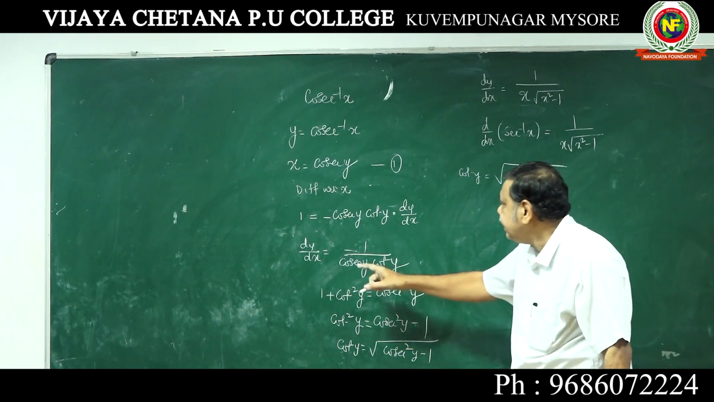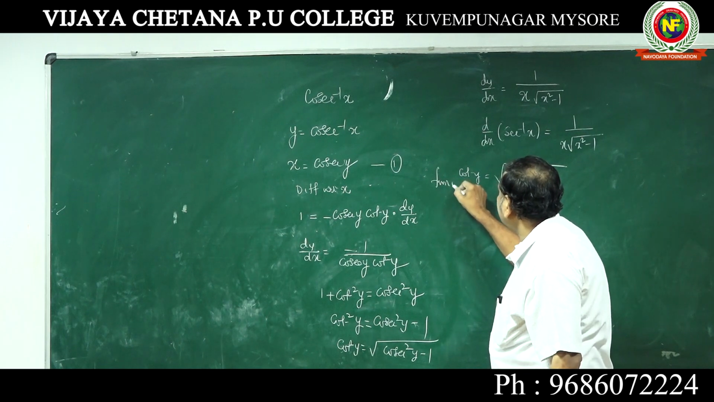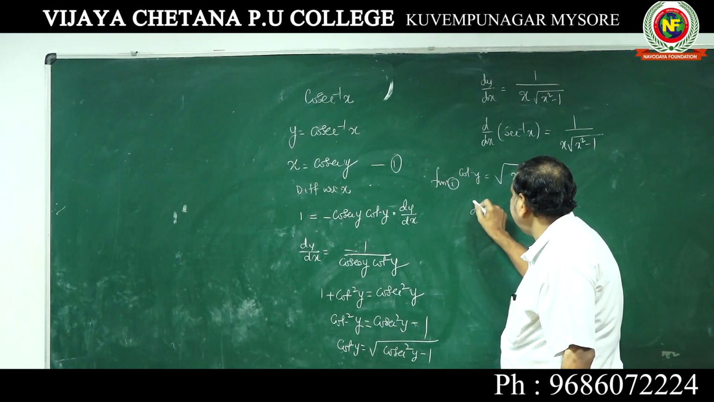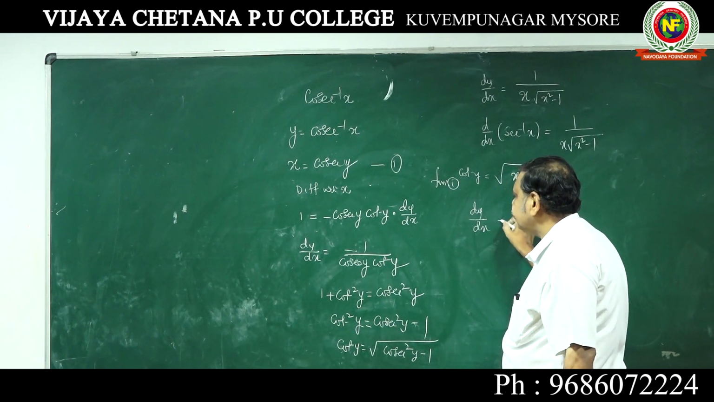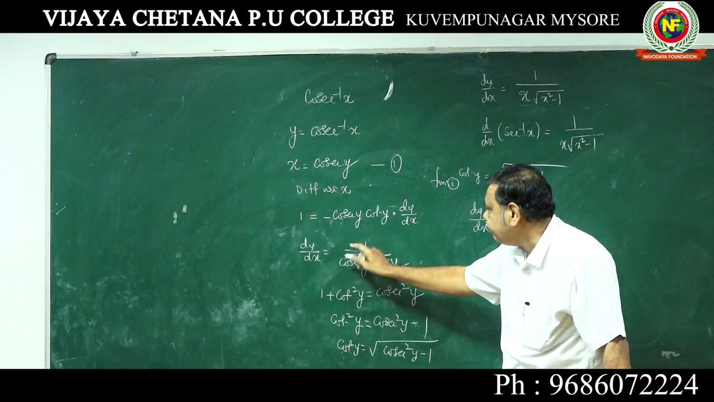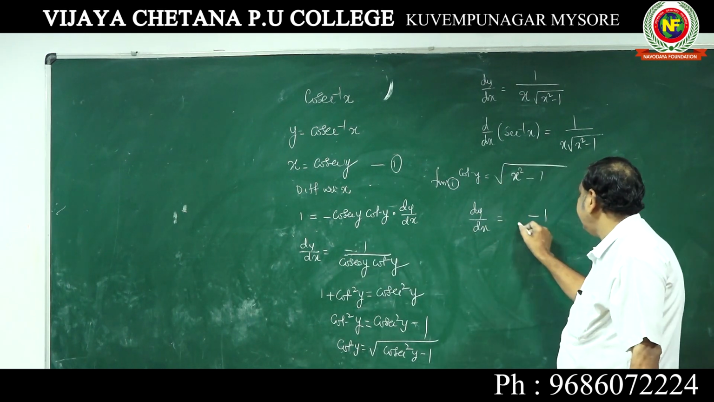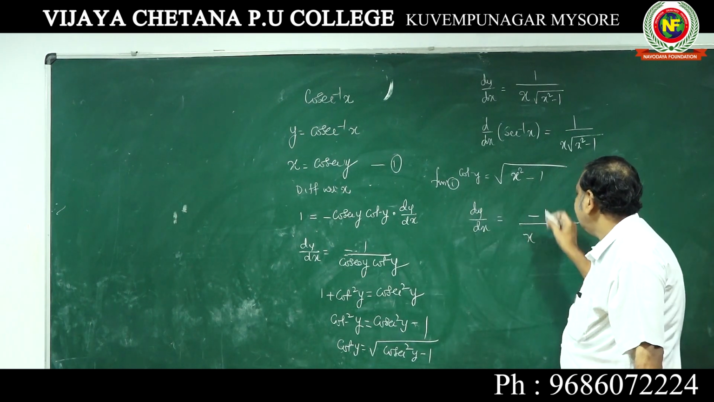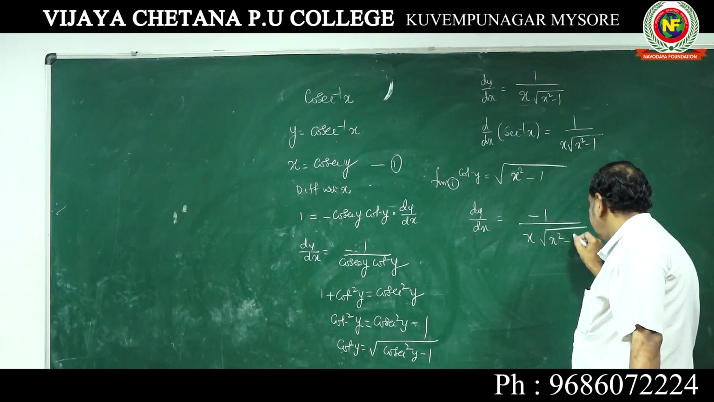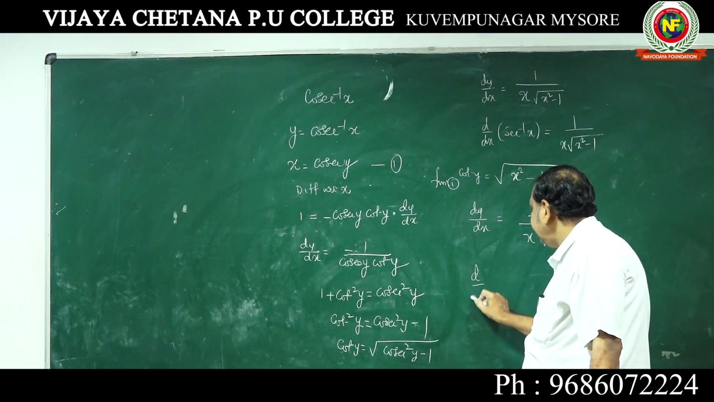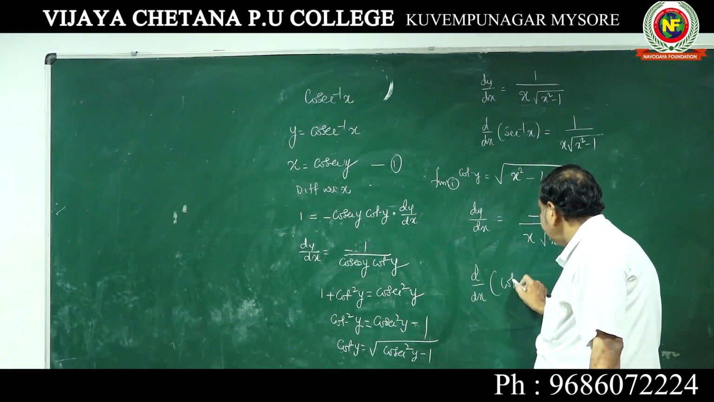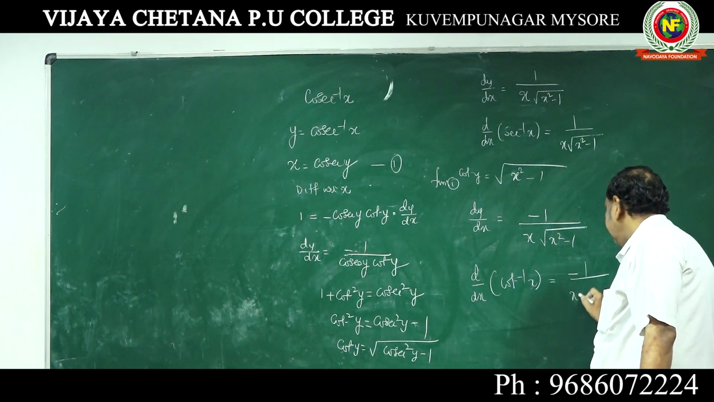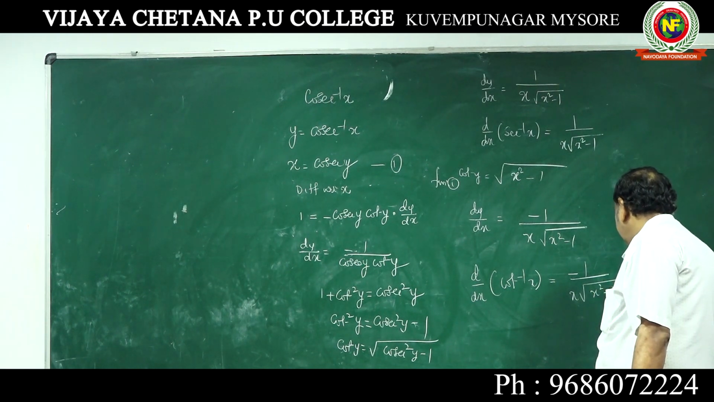Now, taking this from 1, because x is cosecant y from 1, dy by dx is equal to minus 1, very important, don't leave the minus sign here. Minus 1 by cosecant y, which is x, and cot y is root of x square minus 1. Or it is d by dx of cosecant inverse x, y is cosecant inverse x, minus 1 over x root of x square minus 1.